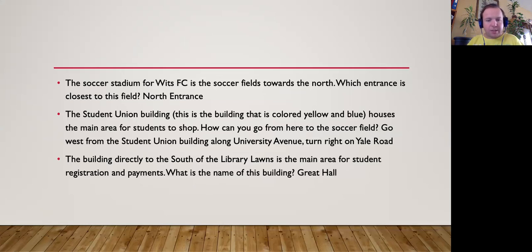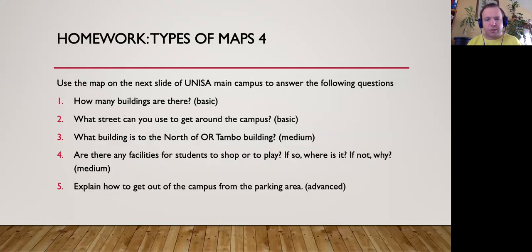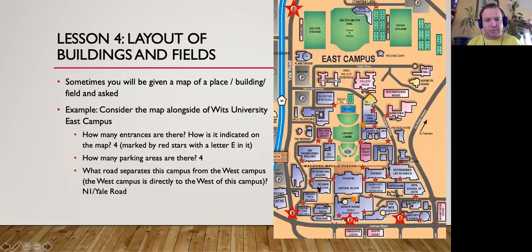The building directly to the south of the library lawns is the main area for student registration and payments. What is the name of the building? Let me just go to it. There's the library lawns. To the south means we're going to go down. Here the first building that you're going to get is the Great Hall or the Central Block. Now this whole area, Great Hall, Central Block, Senate House, is the building that houses all the payments and registration.